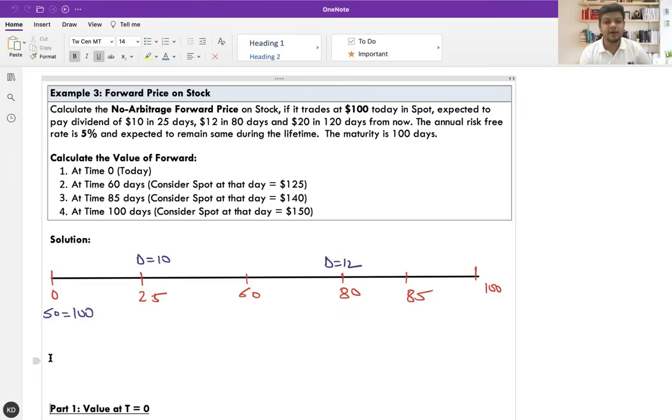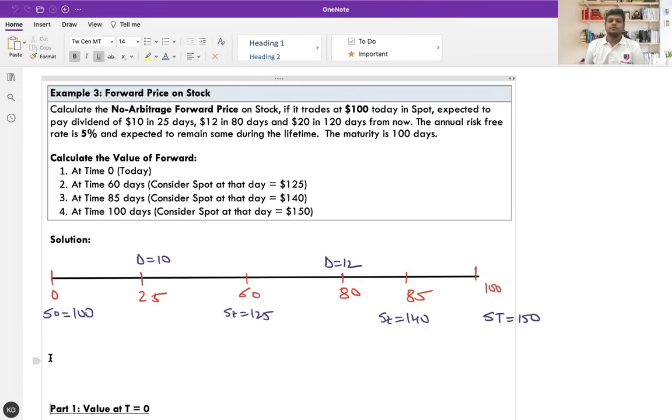Now they have said calculate the value of forward at time 0, at time 60, when the spot on that day is 125. So on the 60th day, the spot is 125. On the 85th day, they have said that the spot is 140. And on the last day, ST I will write is 150. This is the first very important thing that you just have to write down all the information. Is that clear? Yes.